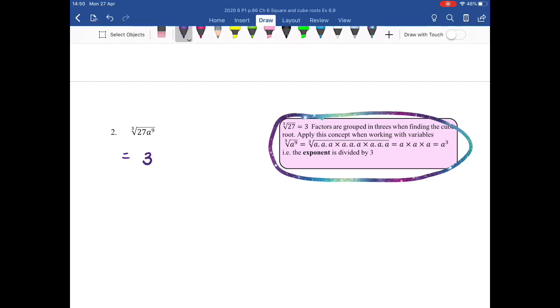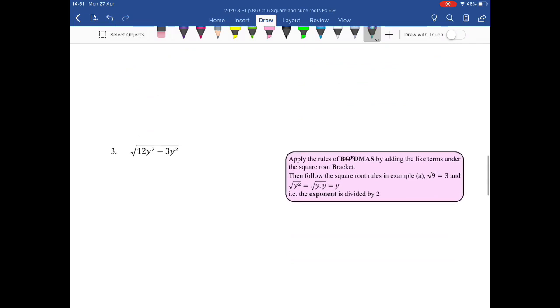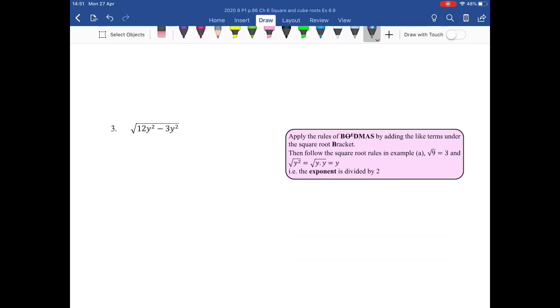Remember, you have to learn the cube roots from 1 to 7 cubed. When I find the root of a variable, I write down the variable and I'm going to say 9 divided by 3 because it's a cube root. So that would be 3a cubed. Now this step here, you do not have to do. It's just merely to explain it to you. Let's look at this one.